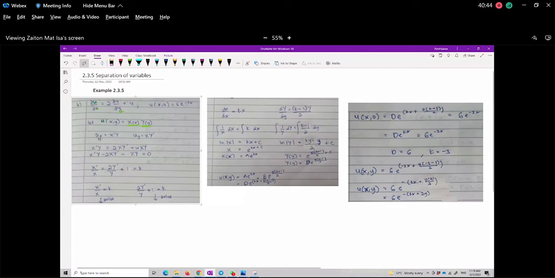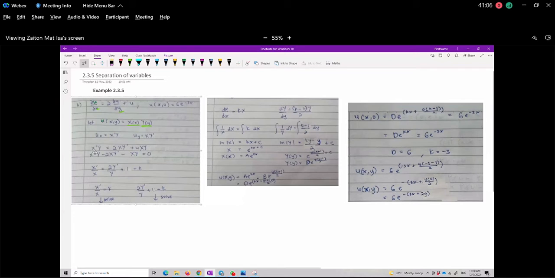Ux, the partial derivative of u with respect to x. X is a function of x only, so capital X prime, and Y becomes constant. U, partial derivative with respect to y. The function of x is a constant, so just write down the capital X, and then differentiate Y with respect to small y, so capital Y prime. Plug into the original equation.